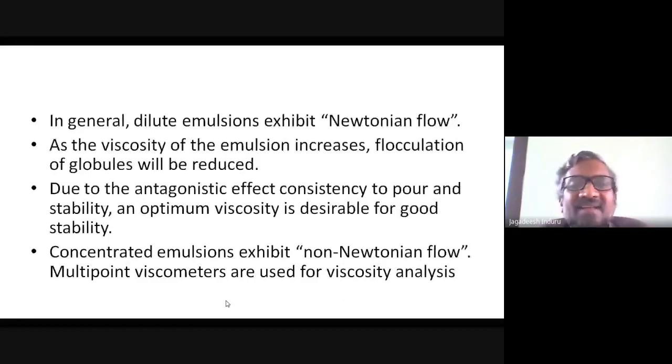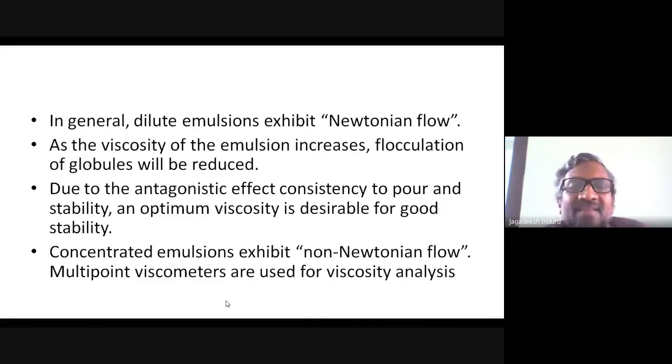As the viscosity of the emulsion increases, flocculation of the globules will be reduced. It has a scaffolding effect, and for a particular period of time it remains untouched. It may have creaming, just like a hard cake. In the case of suspension, you may have a cream.